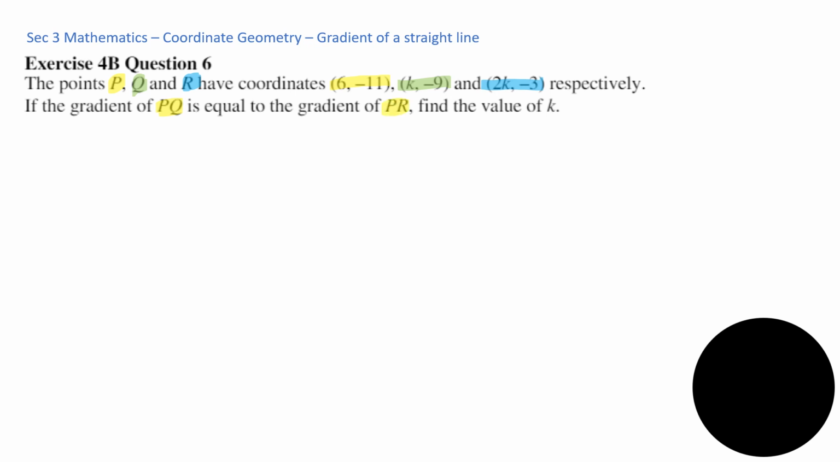Okay, meaning what you can do is I can find the gradient of PQ and I also find the gradient of PR. I will get something and I say that the two things I get are equivalent to each other. Okay, so I need to do one at a time. I need to find each of them. Okay, so first let me label.